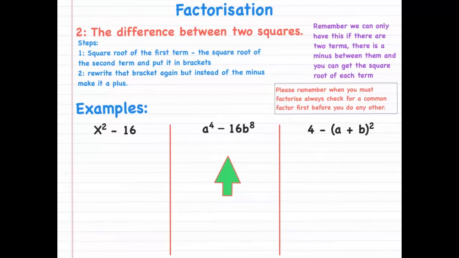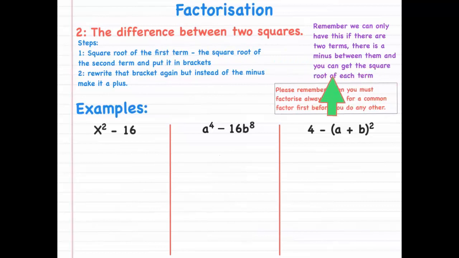Hi there everyone, and welcome back to this factorization lesson. We are looking at the factorization's second law, which is the difference between two squares. Remember, we can only have the difference between two squares if there are two terms, because we talk about the difference between two squares. So there are two terms, and there is a minus between them. See the difference? That means a minus between two terms.